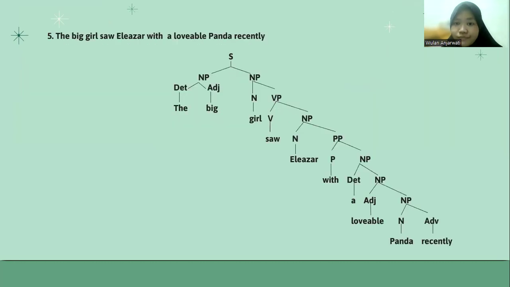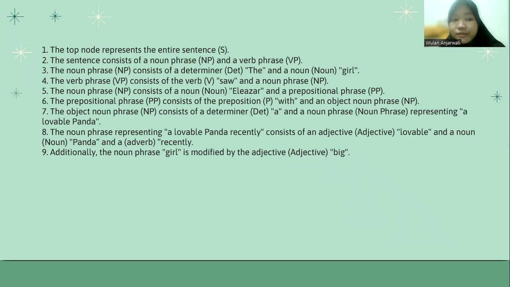And the last number, "The big girl saw Eleazar with a lovable panda recently." So this is the tree diagram for number 5. And the explanation, the top node represents the entire sentence. The sentence consists of a noun pair and a verb pair. The noun pair consists of a determiner "the" and a noun "girl". The verb pair consists of the verb "saw" and a noun pair.